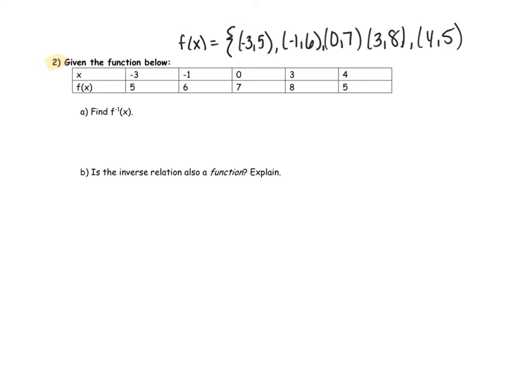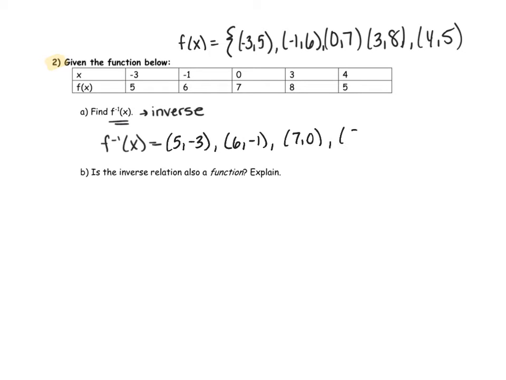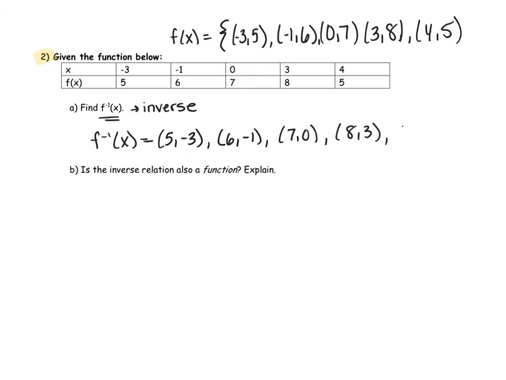Okay, so f negative 1 means inverse. So inverse, we said, means to switch the x and the y values. So I'm going to go over here and switch all of these points. So (-3, 5) is actually going to become (5, -3). Then (6, -1), (7, 0), (8, 3), and (5, 4). So that is my inverse.